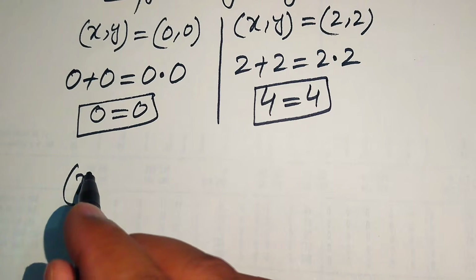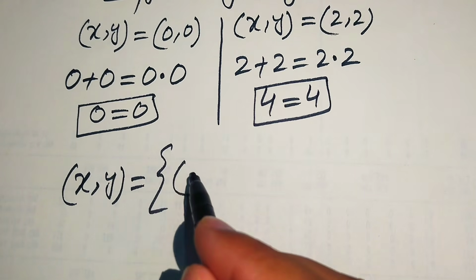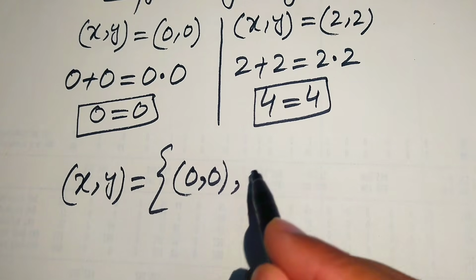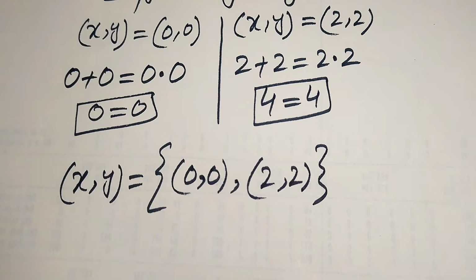And finally we have the solution set of this problem is x, y equals 0, 0 and 2, 2. This is our final answer of this problem.